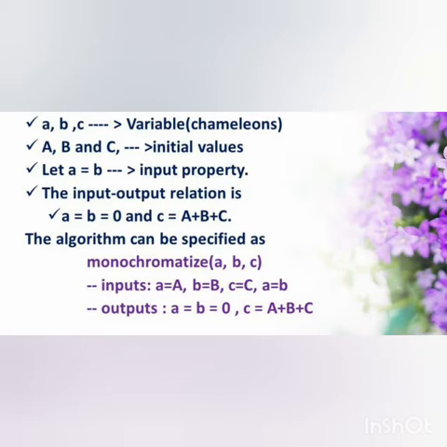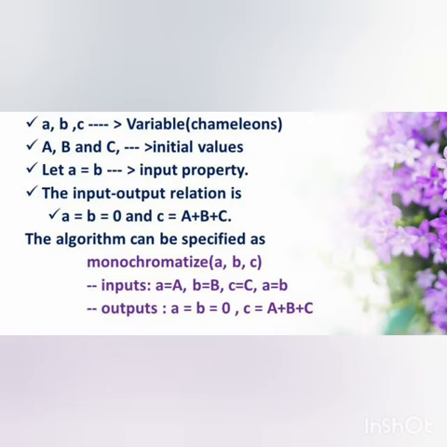So, the numbers of chameleons of each type are given by the variables A, B, C. And the input property is: double hyphen inputs colon a = A, b = B, c = C, a = b. Here the input variables are small a, small b, small c, and the values assigned to these variables are capital A, capital B and capital C. Then small a is equal to small b. Here the a and b values should be an equal number of chameleons, only then can we achieve this. So let a = b be the input property here.